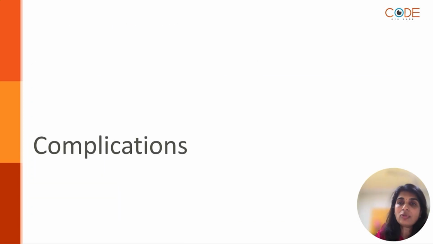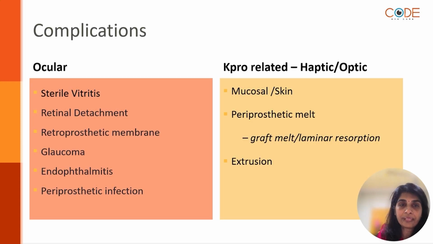And complications are usually considered as the norm rather than an exception for these eyes. Usually, we tend to categorize complications following keratoprosthesis into ocular complications and the keratoprosthesis related complications. Ocular complications are those that we are usually used to seeing even with a penetrating keratoplasty at times: retinal detachment. You can have glaucoma, endophthalmitis.